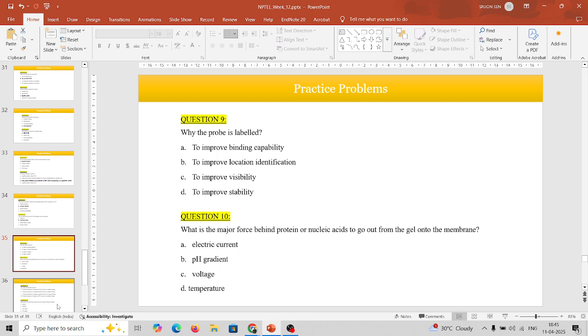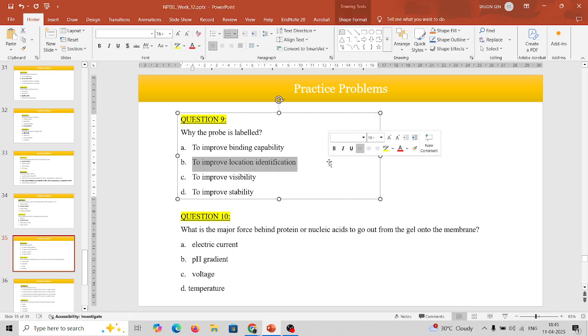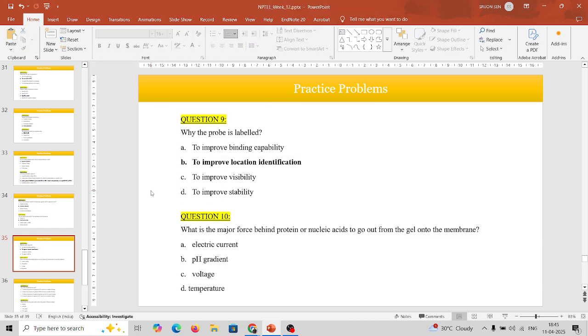To improve location identification, that is absolutely right, because you need to identify the position of where your DNA is, to improve visibility and stability. So to improve visibility, that is also correct.